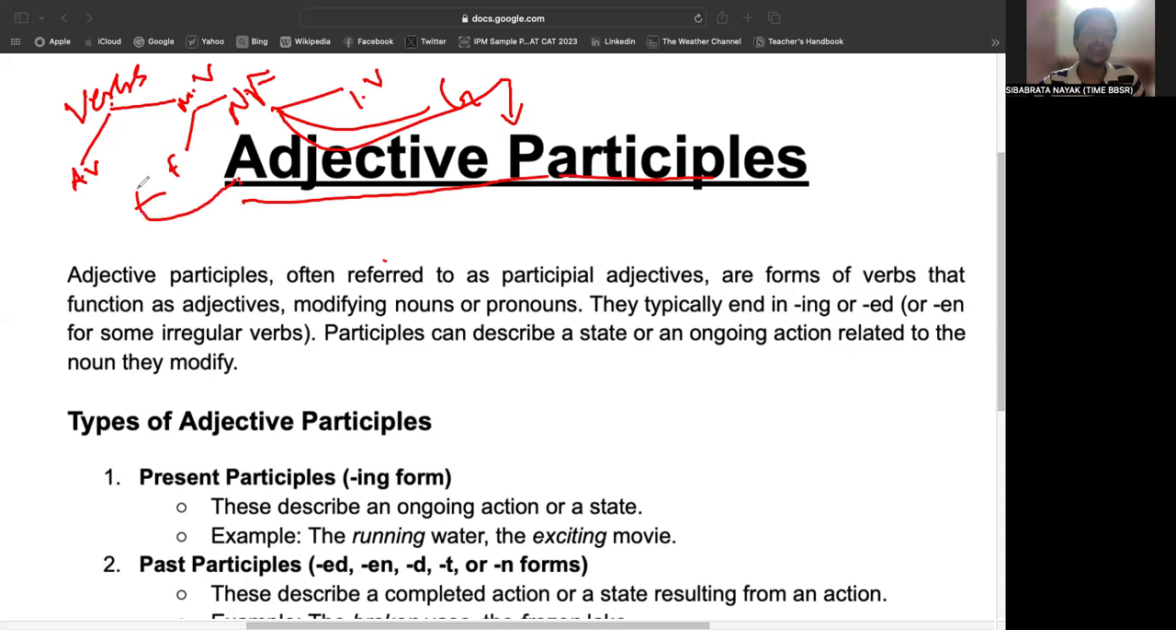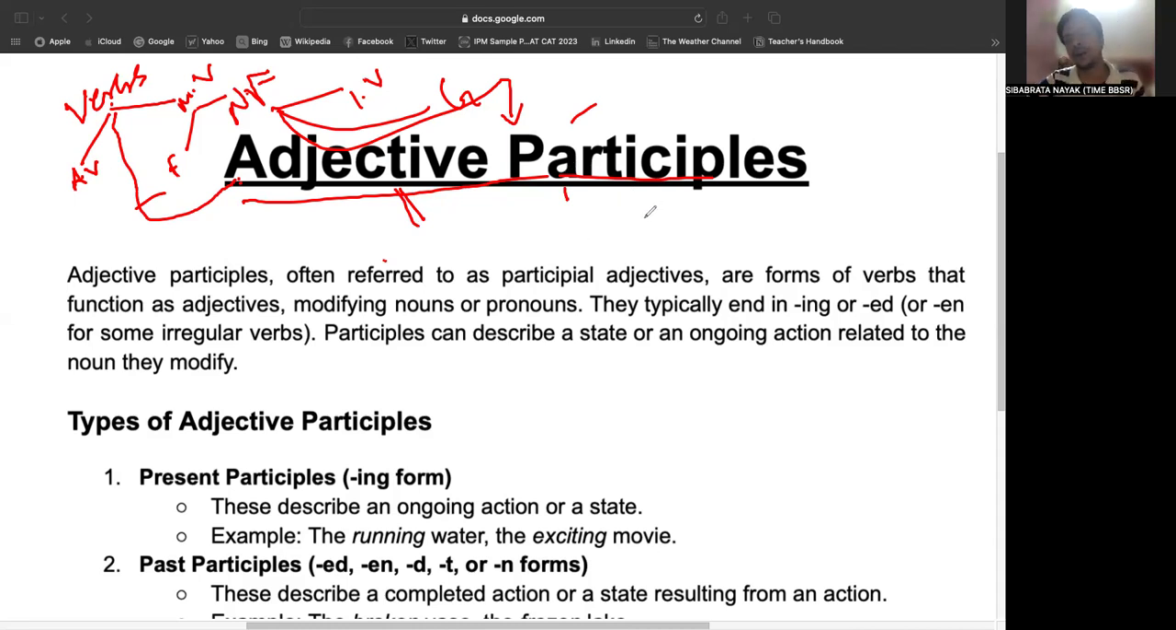The beginning is nothing but the verb. So in that case, we can consider that it is a verb, but it plays the role of adjective participles. Now, what do we understand by adjective? Adjective means that it modifies the noun. But what about this participle? Can you tell what about these participles?